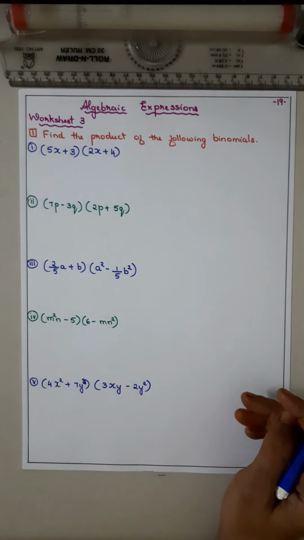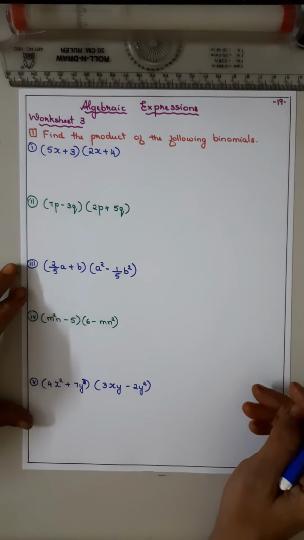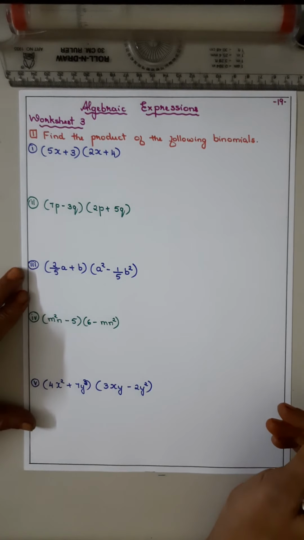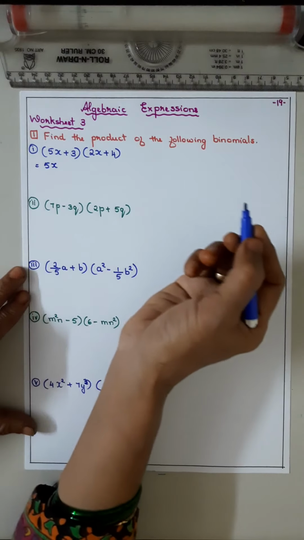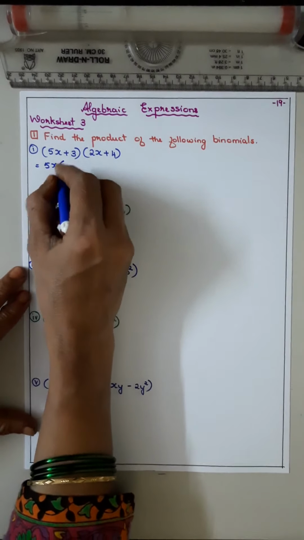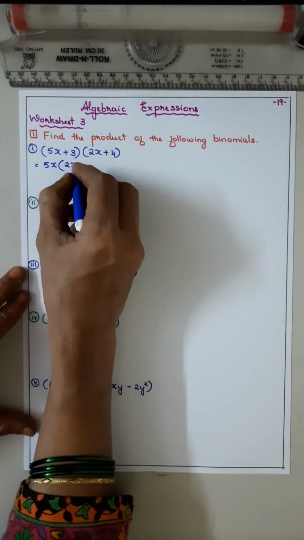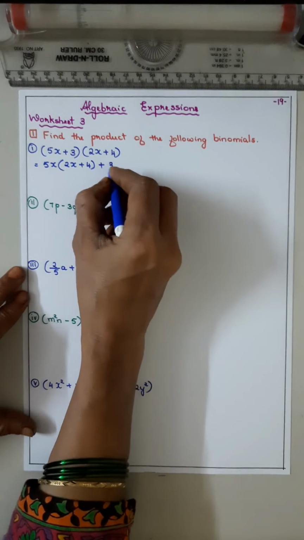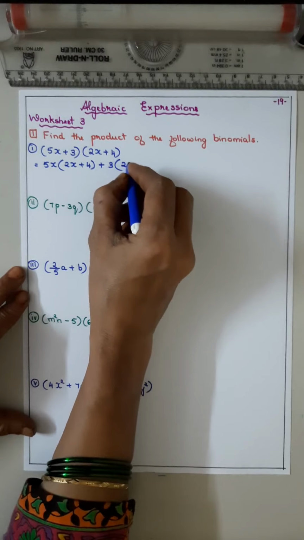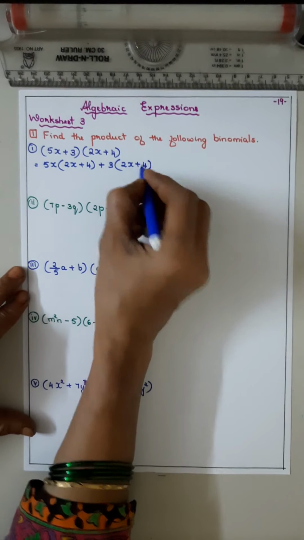Now worksheet 3, first question. Find the product of the following binomials: 5x plus 3, 2x plus 4. So what we have to do? In the example, you have already learnt: 5x bracket open 2x plus 4. Now the second term is 3 bracket open 2x plus 4.